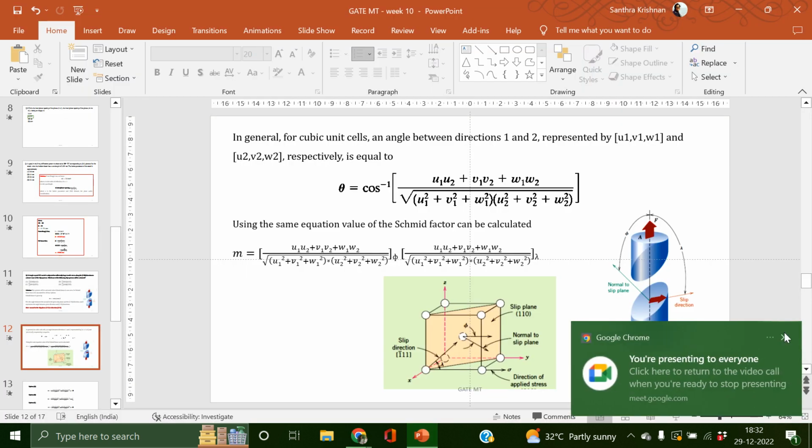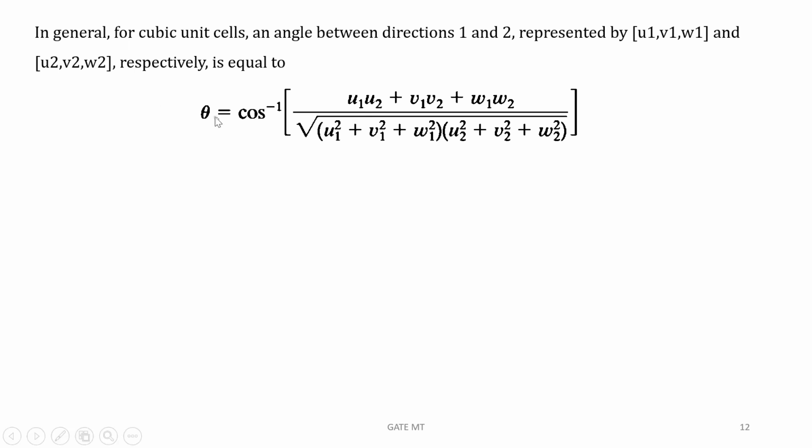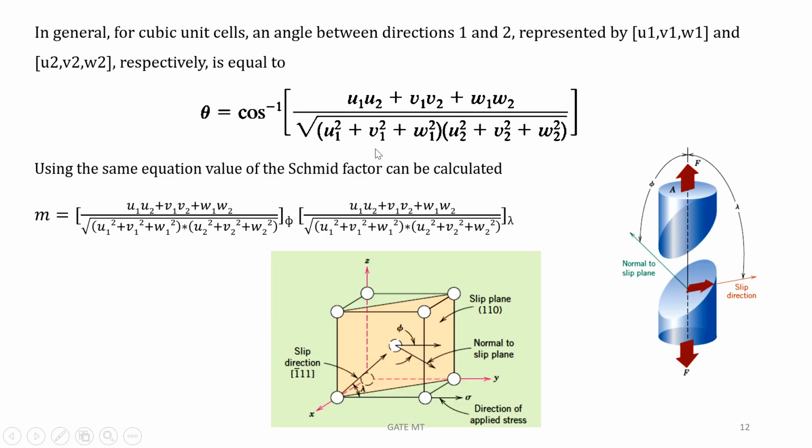So, I think I'll have to present. So we know the equation that in order to find theta, suppose we want two directions, we can calculate this using this equation. So phi was between the normal to the given slip plane and the force direction, and lambda was between the given direction and the force direction.